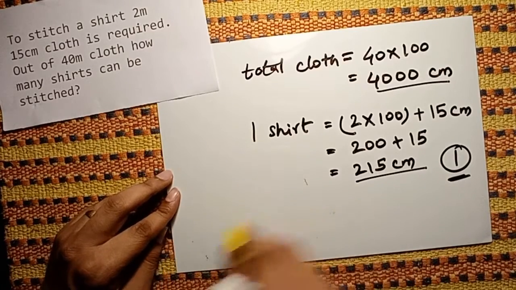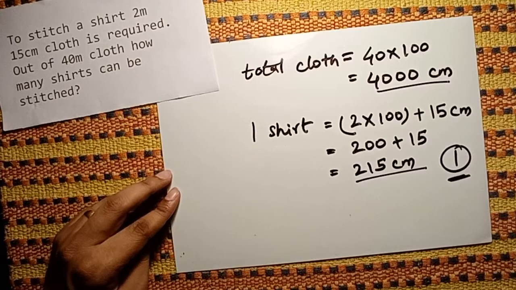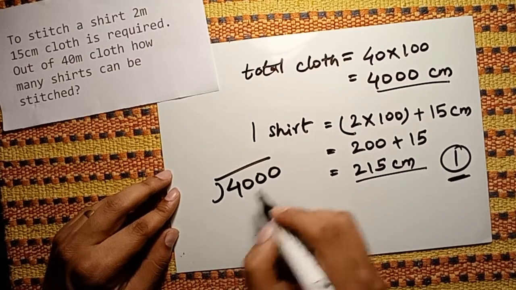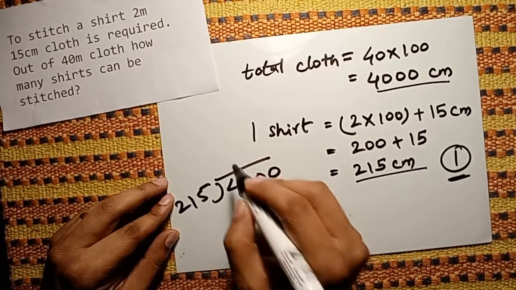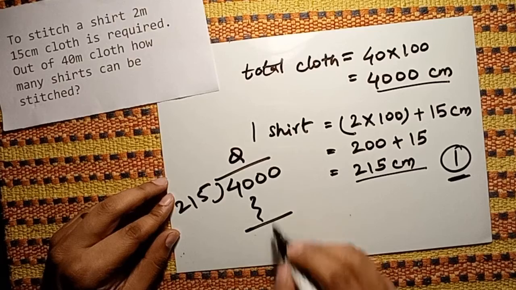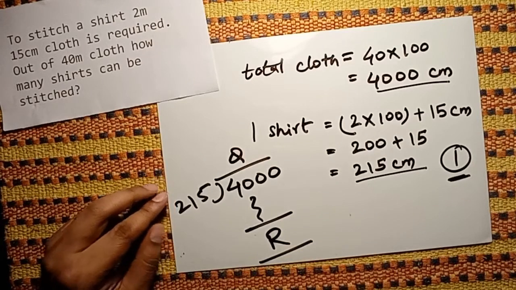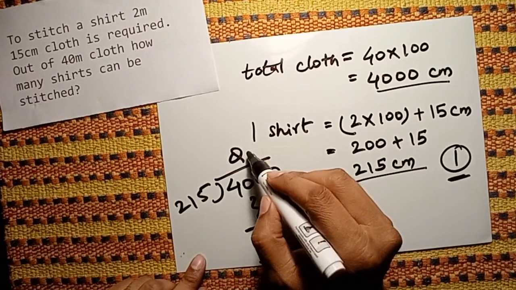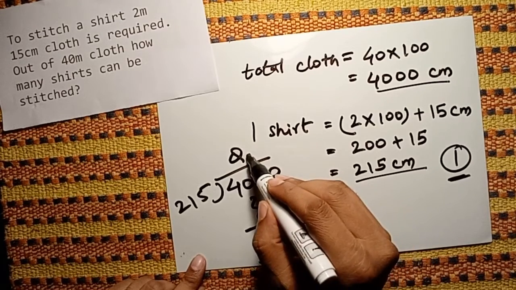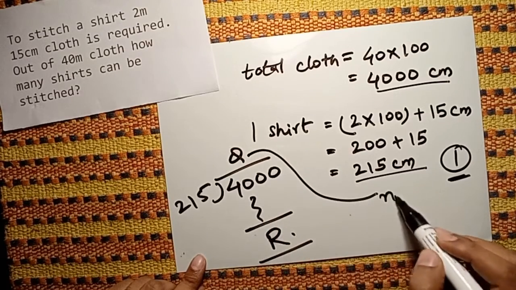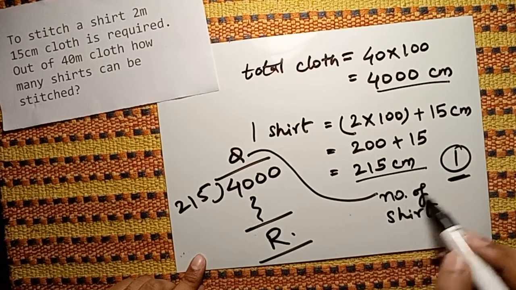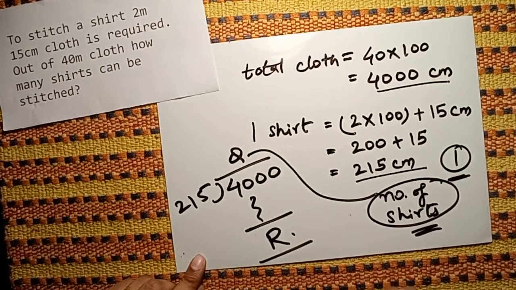So when you do this division, which I am not going to do, you will find a quotient and, after some calculation, a remainder. So what do you think is the quotient and what do you think is the remainder? The quotient is the number of shirts. So this is your answer.